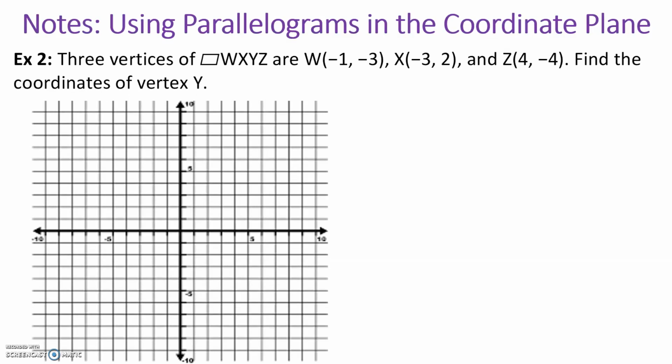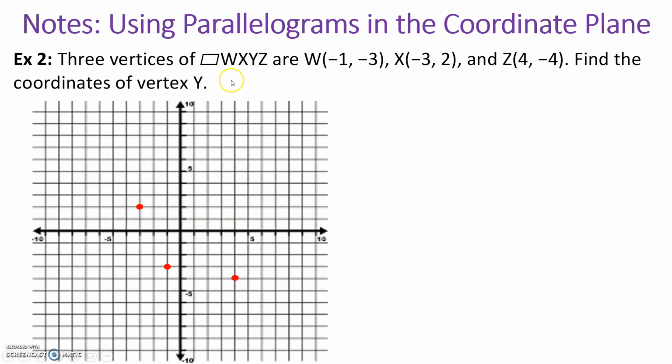All right, example 2. 3 vertices of parallelogram WXYZ are W, -1, -3, X, -3, 2, and Z, 4, -4. Find the coordinates of vertex Y. Let's start by plotting the ones we know. W is at -1, -3. X is at -3, 2. And Z is at 4, -4.